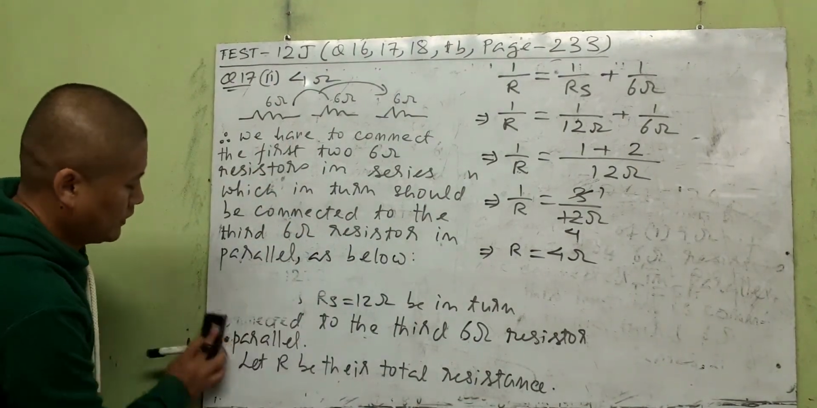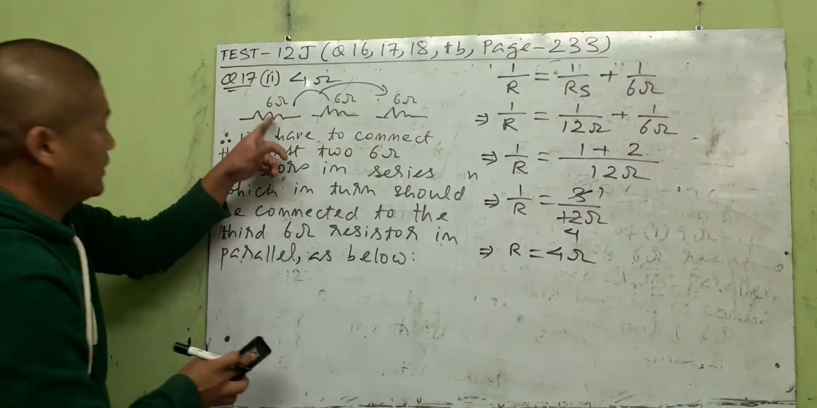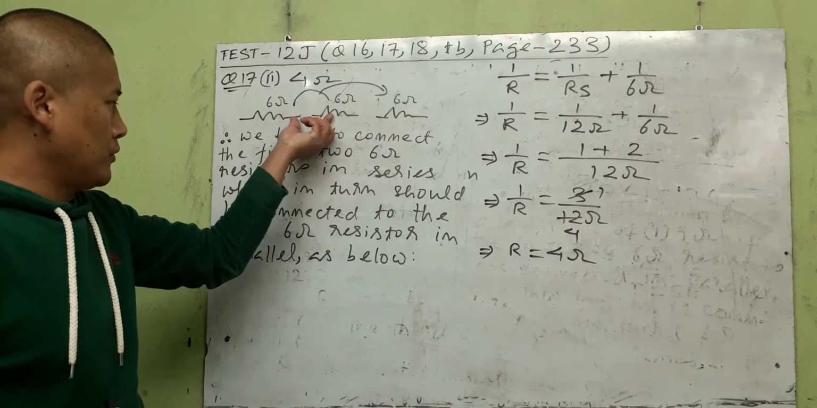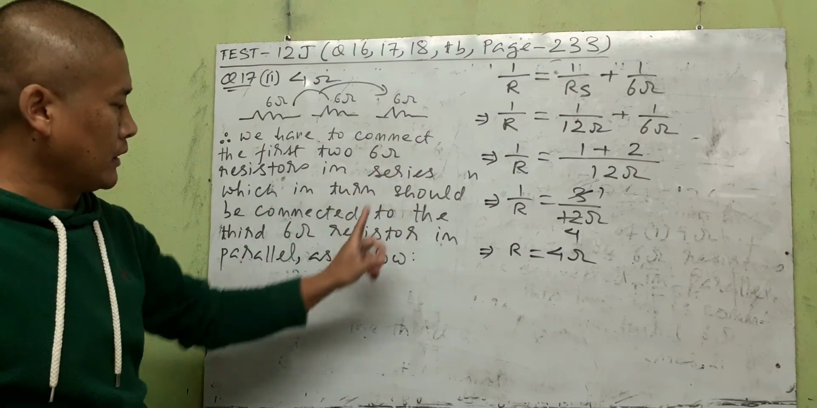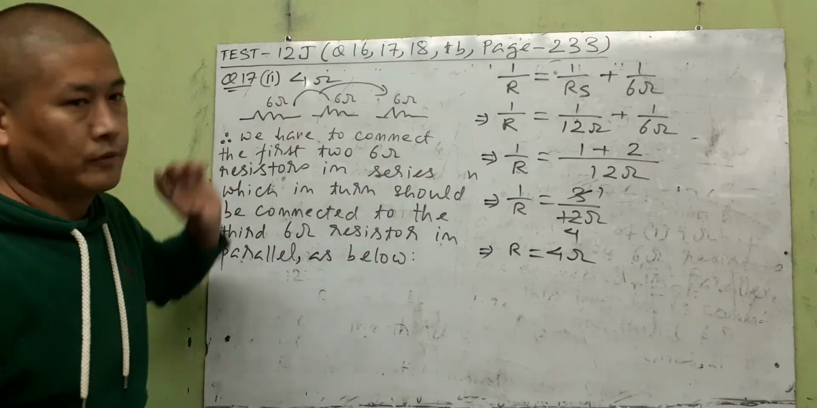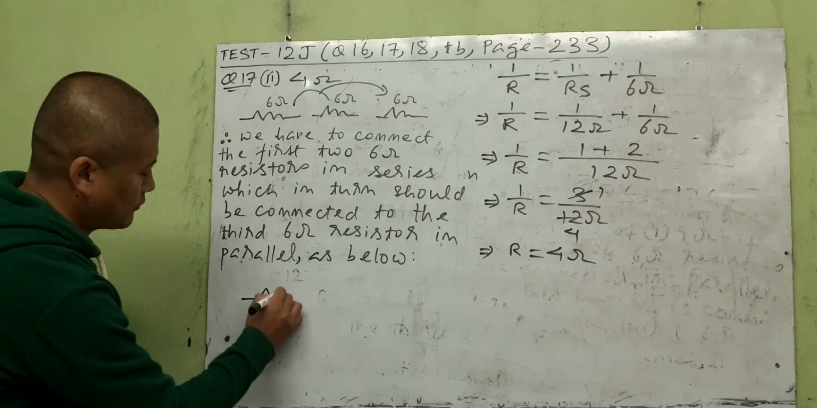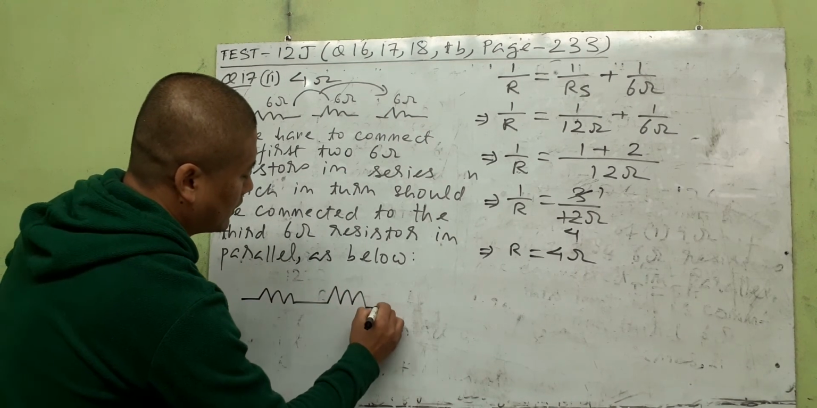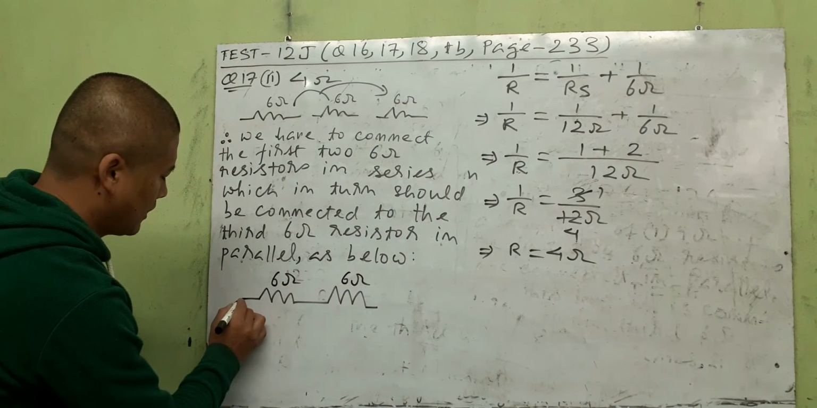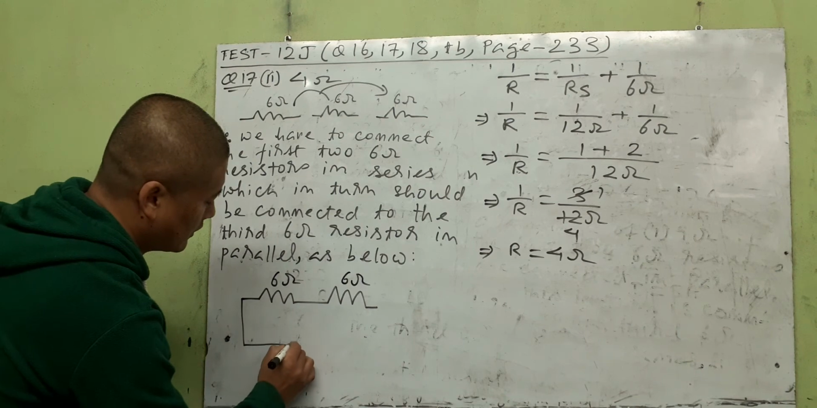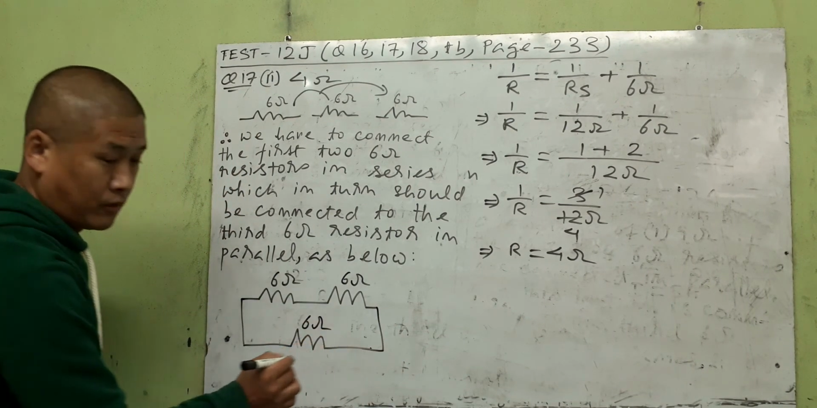So the first two here should be connected, we found out by calculation. When three 6 ohm resistors are given, the first two should be connected in series first. That combination should be connected to the third one in parallel. Then the total will come out 4, as we can see by calculation. So how do you show this? First one 6 ohm in series, then the second 6 ohm. These two combination connected to the third in parallel, means above and below.